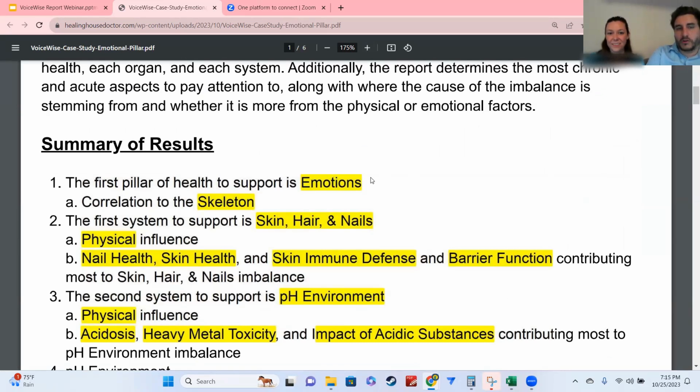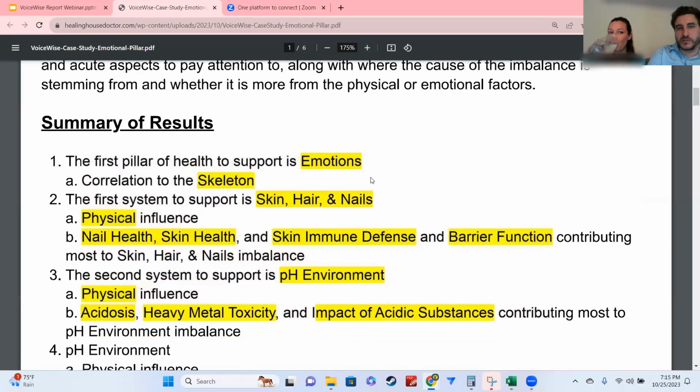Yeah, and so we just walk through the different pillars, and this is just the summary of results, right? So this gives you a snapshot of all the information that we're about to go through and kind of deep dive into and connect different dots.